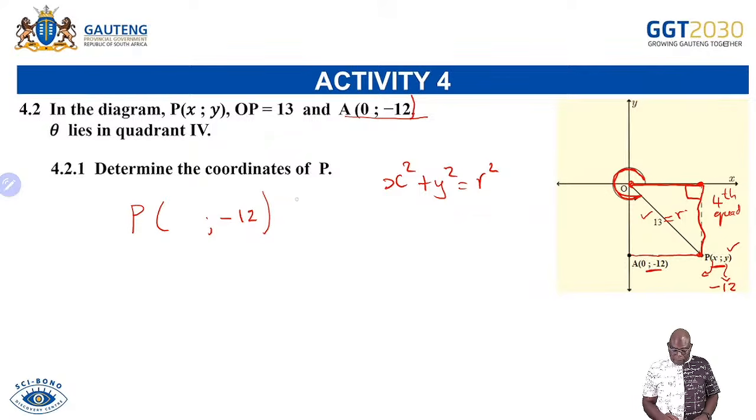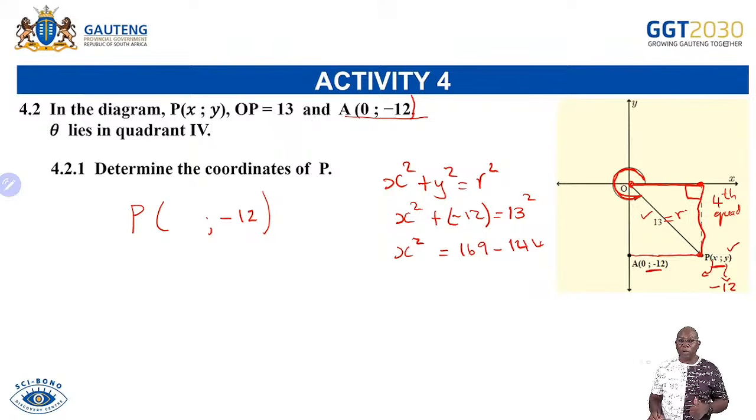Now, in this case here, the X value, I don't have. The Y value I have, it's negative 12. The R I have is 13 squared. So I'm going to have X squared equals 169 minus 144. Negative 12 squared is 144. Transposed is 144. So X squared will be equal to 25, and my X value will be equal to plus or minus 5.